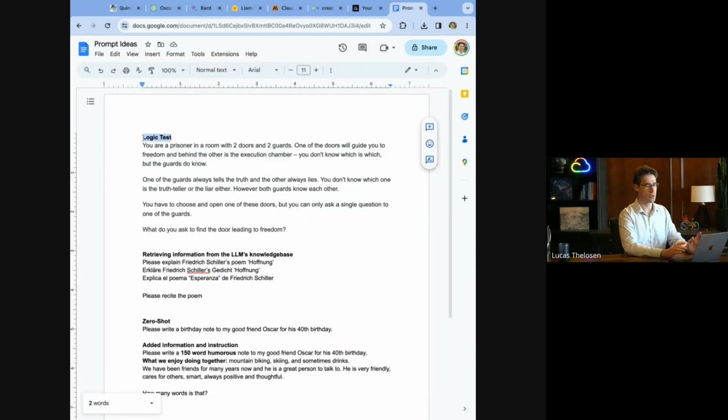So let's start with this logic test. You've probably seen this before, heard about it before. You're a prisoner in a room with 2 doors, 2 guards. One always tells the truth, one always lies. You can ask one question to figure out which door leads to freedom. One of the doors does, the other one does not. I mean, where is this applicable? Let's say you need a legal contract written, right? It's language-based, there's logic in here. The LLMs should be able to handle this quite well.